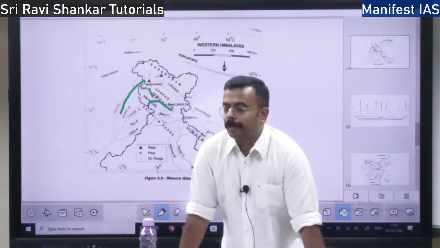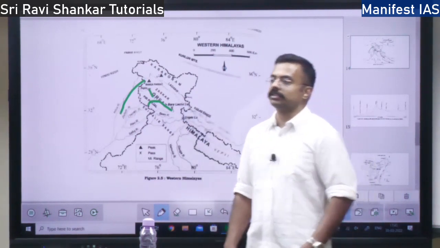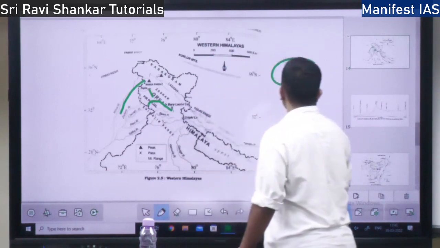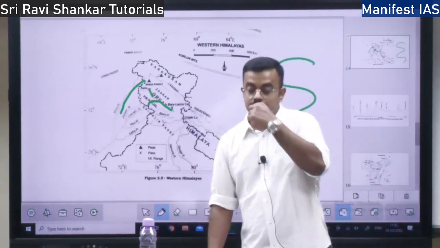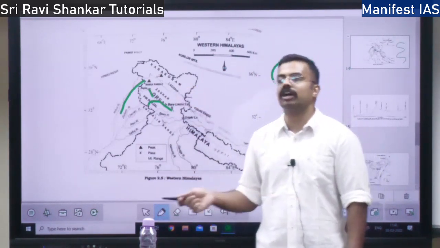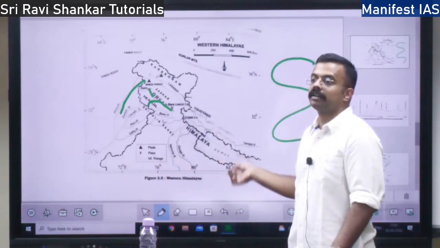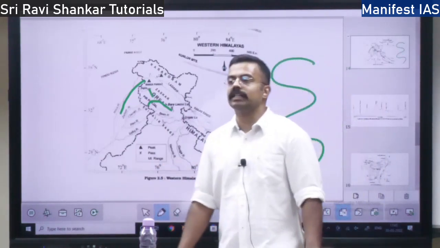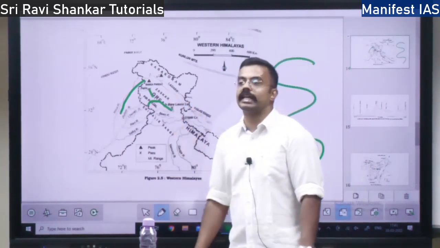Here, one special feature about the Jhelum is, see, I have told you about meanders. Meanders means this type of formation, river flowing in this direction. So Jhelum, here it is in the youthful stage. But in the youthful stage, we are not finding the meanders. It is only found in the mature stage. But why do we find the meanders on Jhelum in the youthful stage?